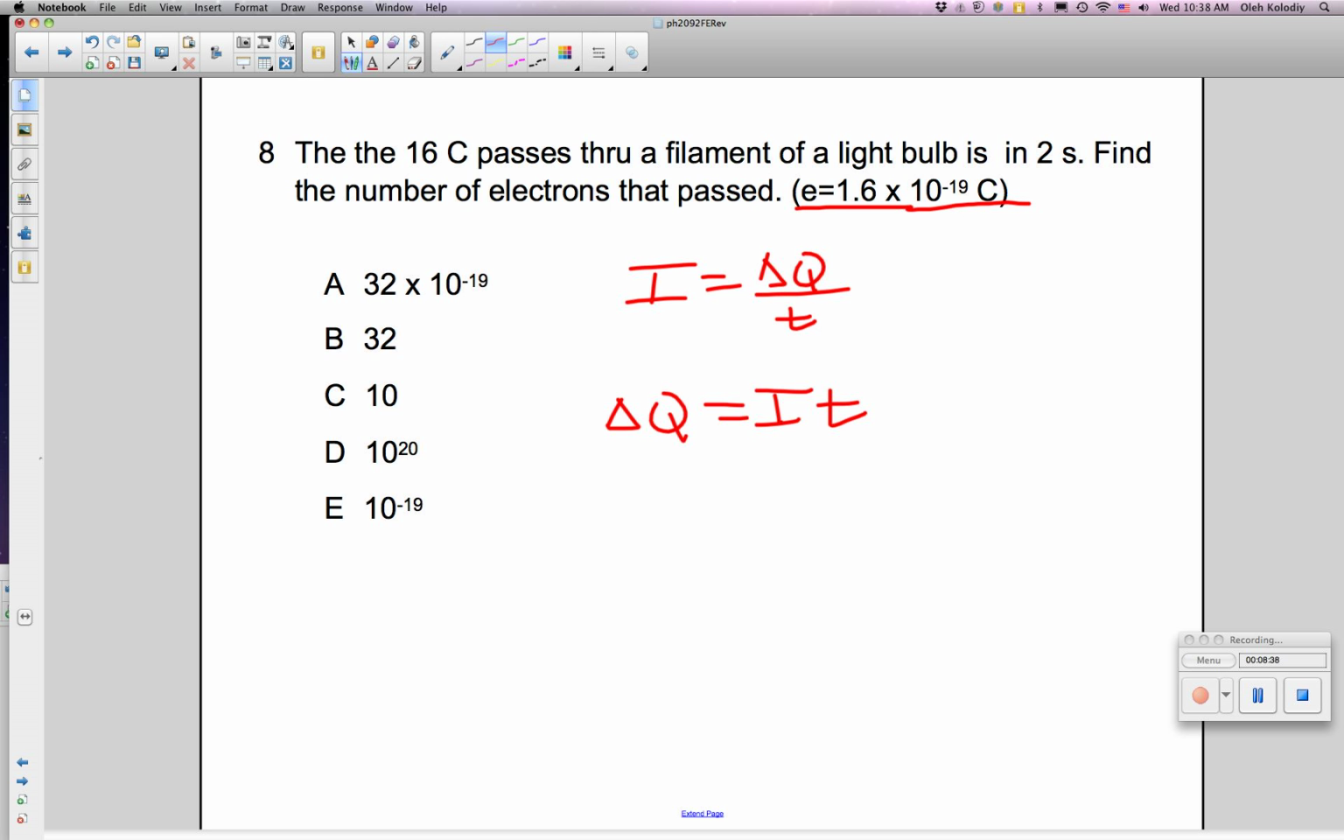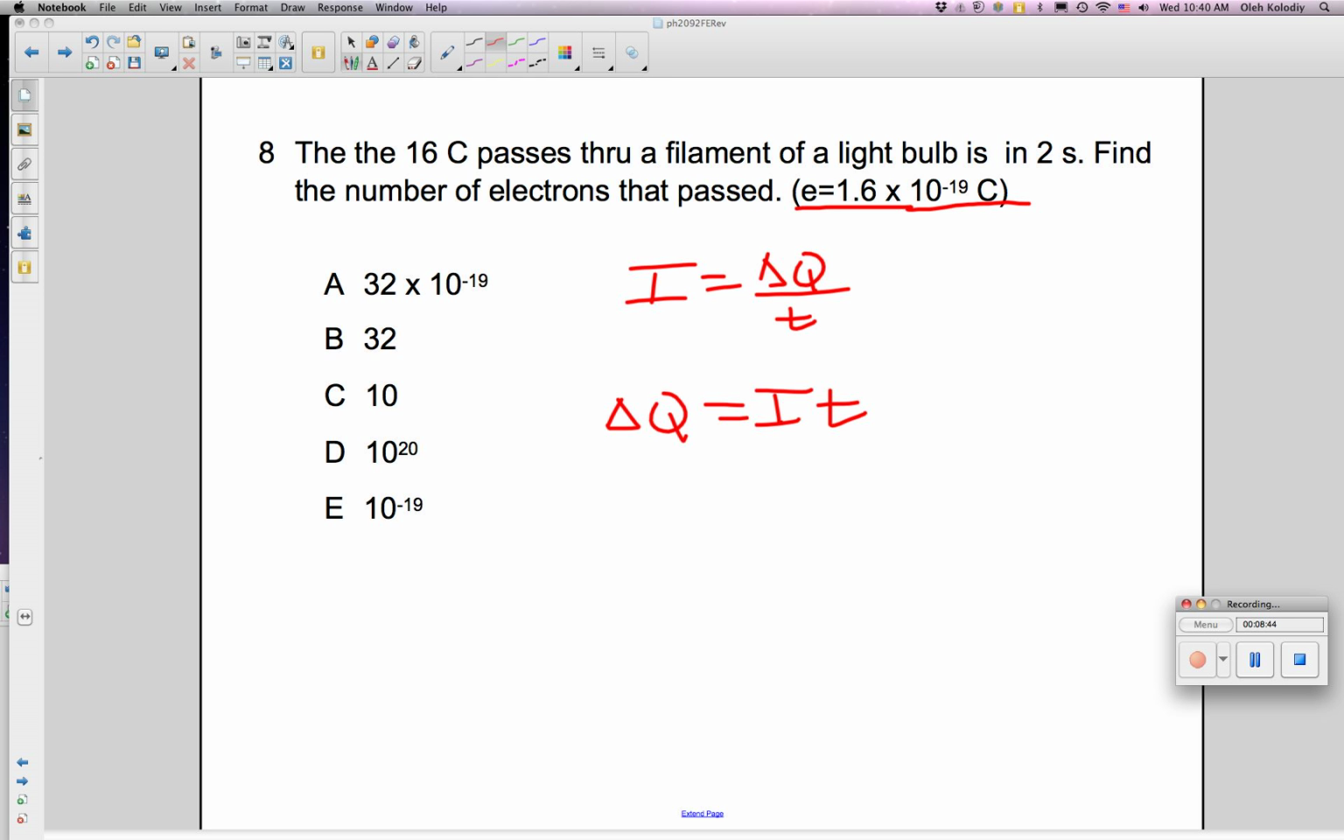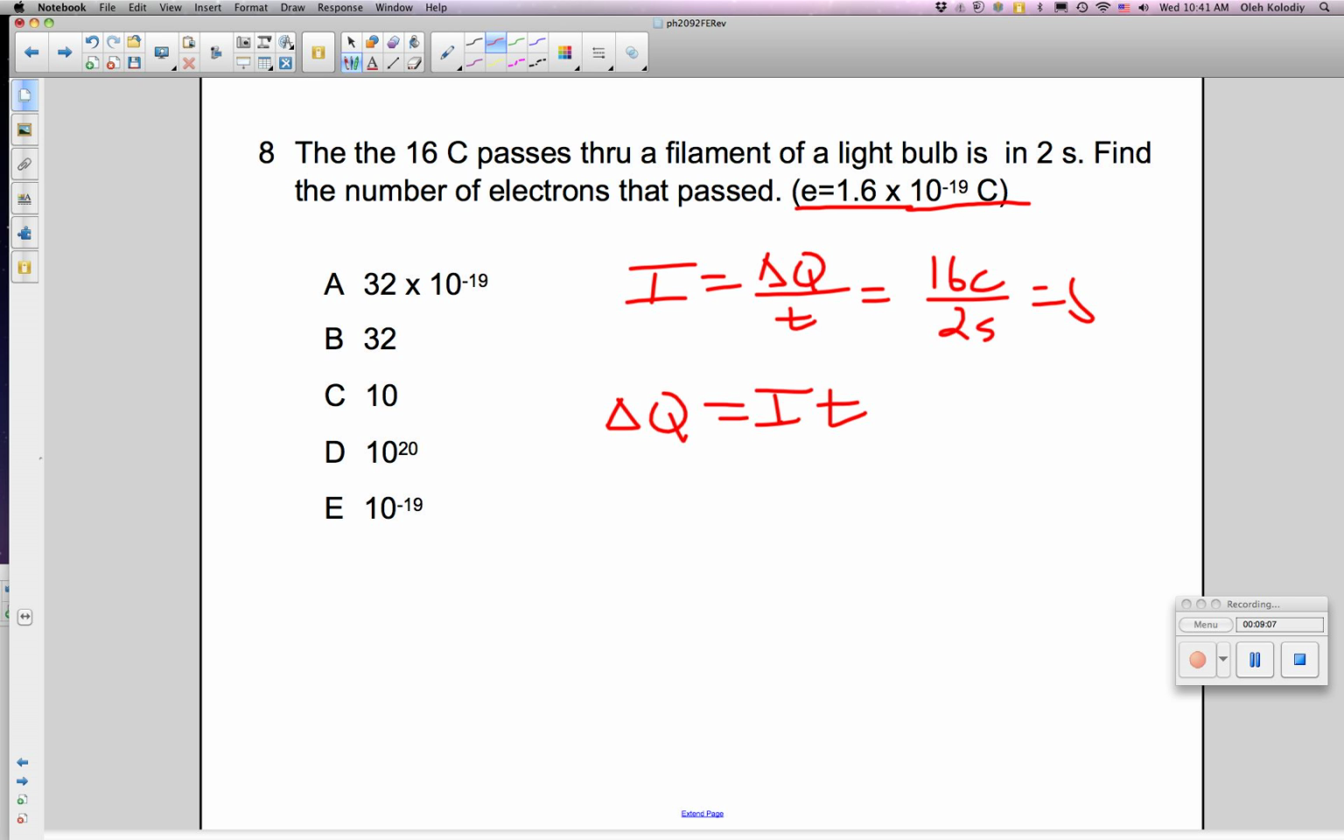So therefore, we already know that 16 coulombs is the amount of charge, and 1 electron is 1.6 times 10 to the minus 19 coulombs. So how many electrons do you need to get 16 coulombs? Well, 16 is going to equal the number of electrons times the charge on each electron, which is 1.6 times 10 to the minus 19.